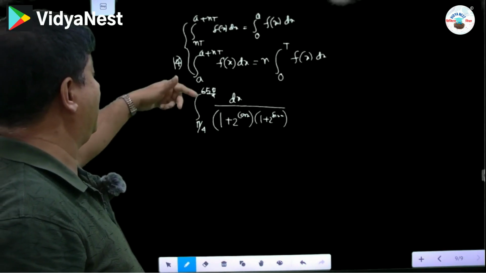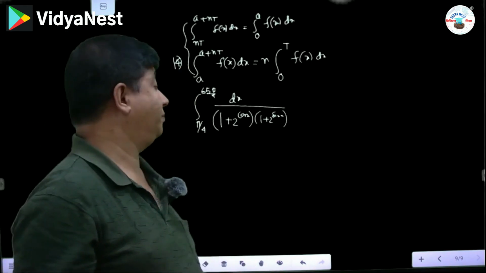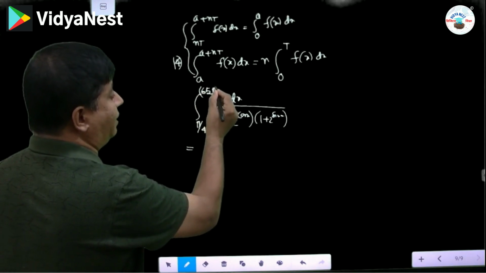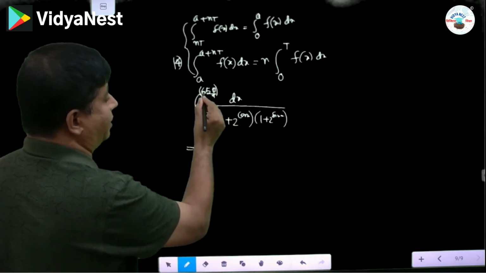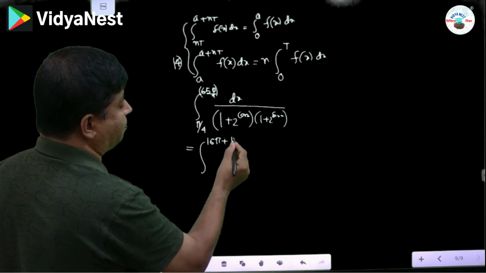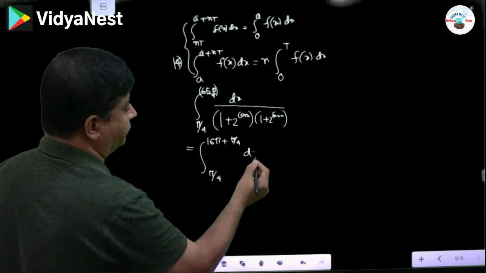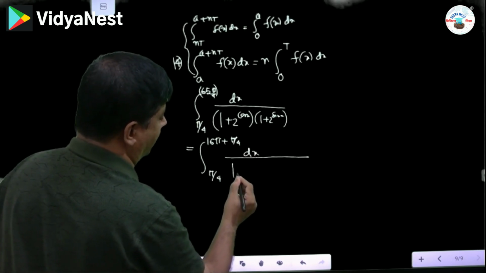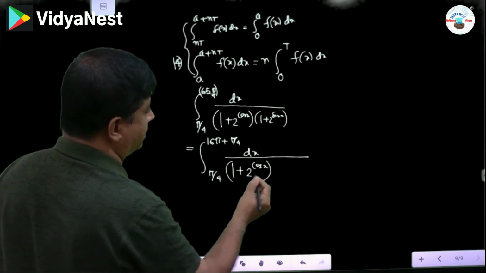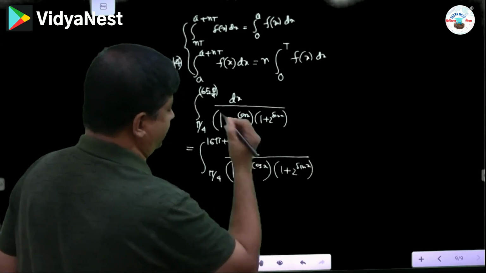Let's do that. Use the property of the sum; the sum will be simplified. You see, you can split the upper limit in this manner: 16 pi plus pi by 4, 2 pi by 4, 1 plus 2 to the power cos x, 1 plus 2 to the power sin x.